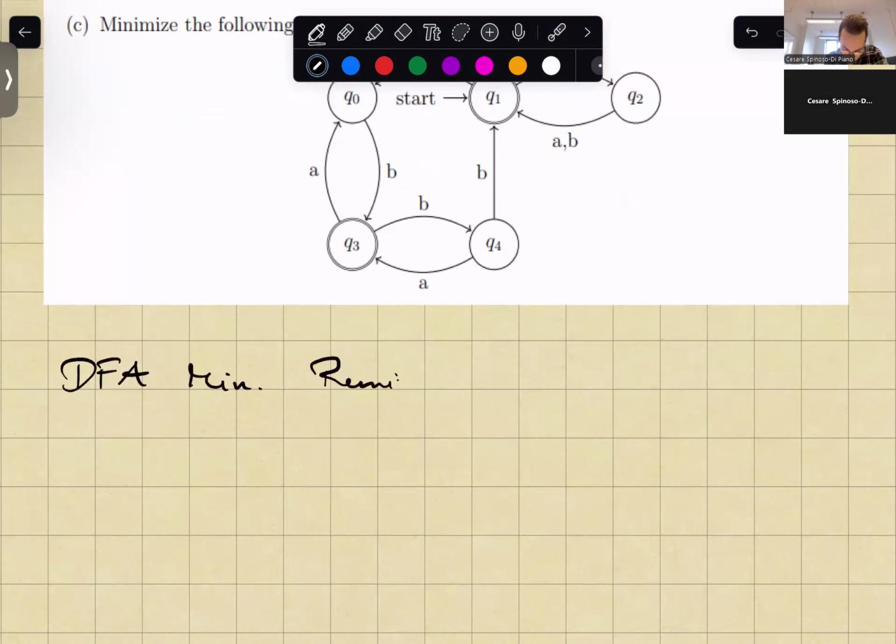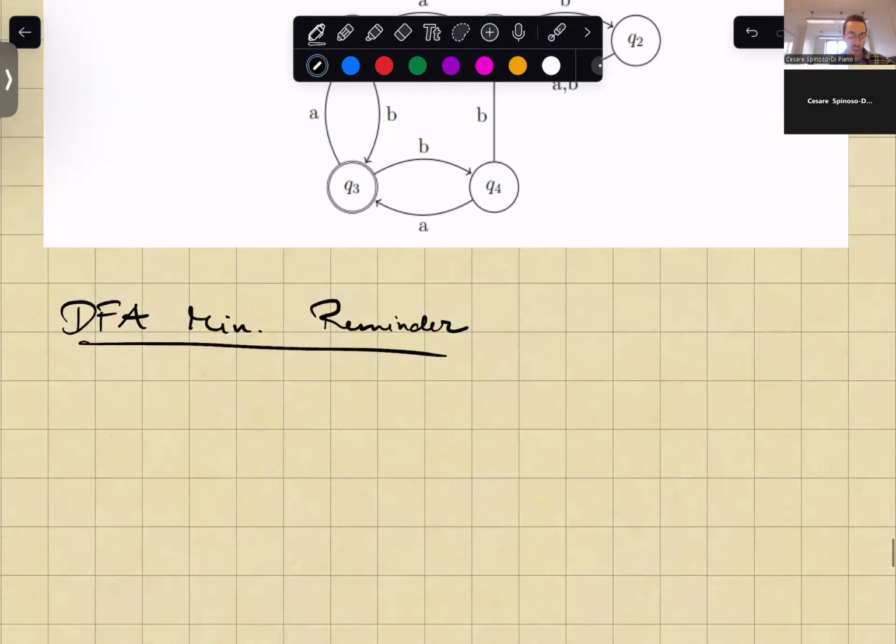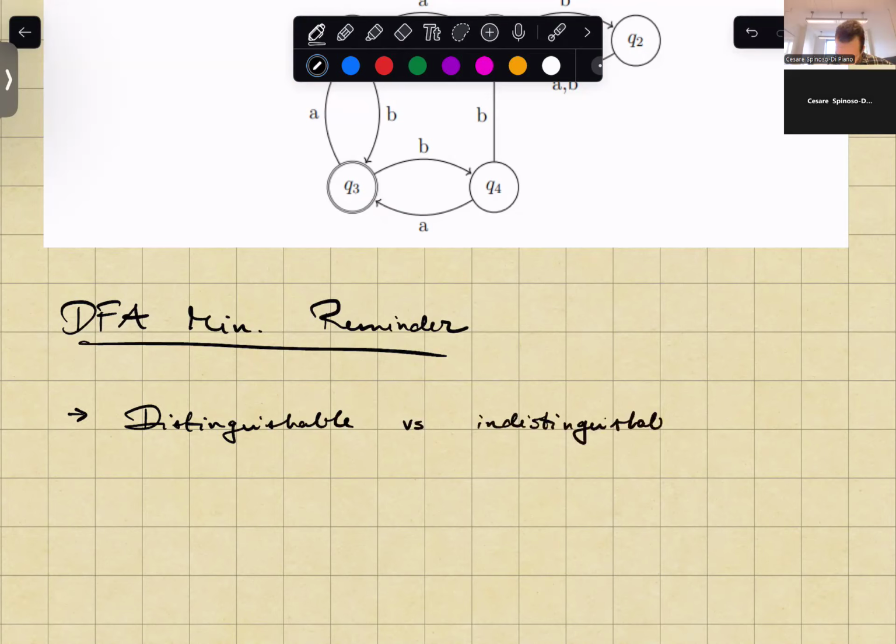So let's just write a quick DFA minimization reminder. The whole idea behind the minimization algorithm is there's this idea of distinguishable versus indistinguishable states. For the purposes of this video, I'll write pairs of distinguishable states using this bow tie symbol, and indistinguishable states using this squiggly equal symbol.